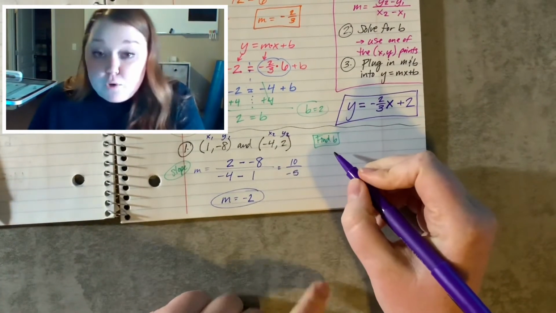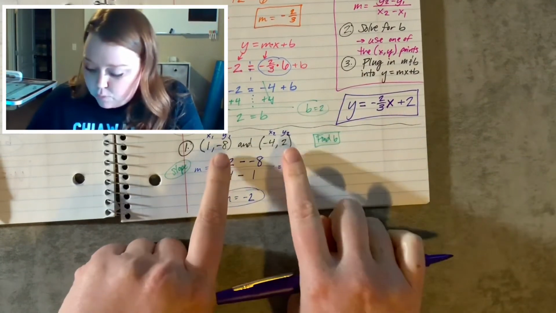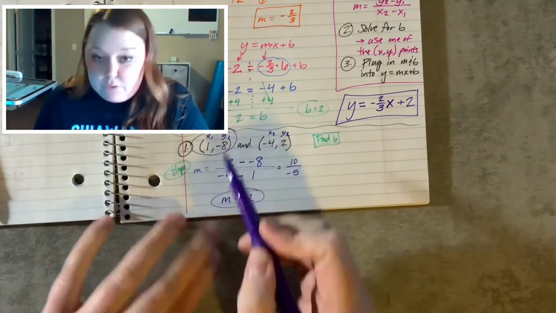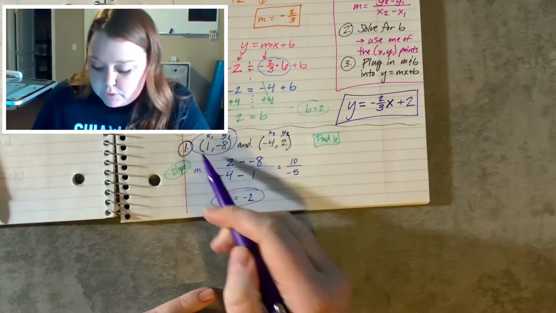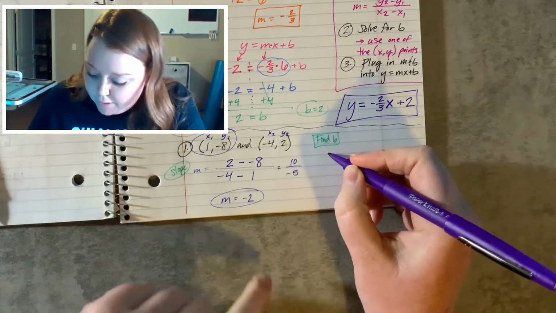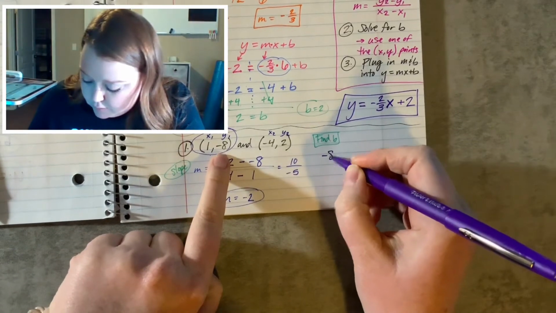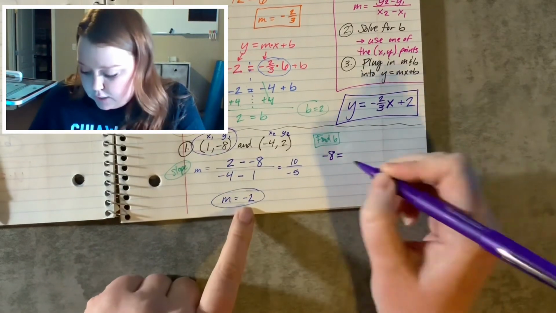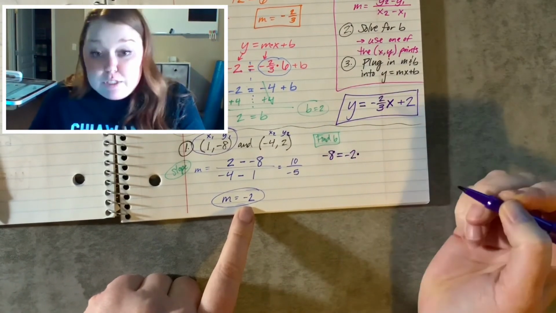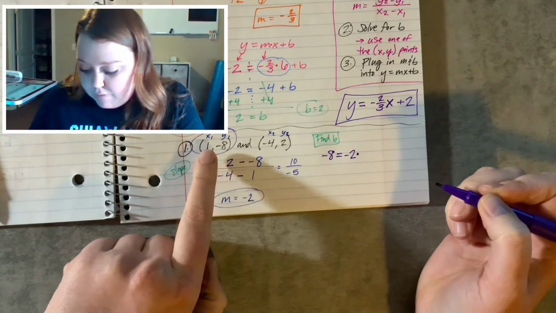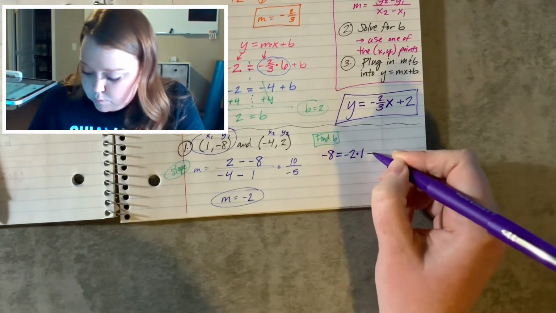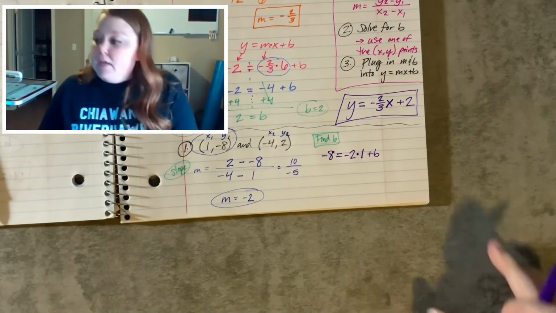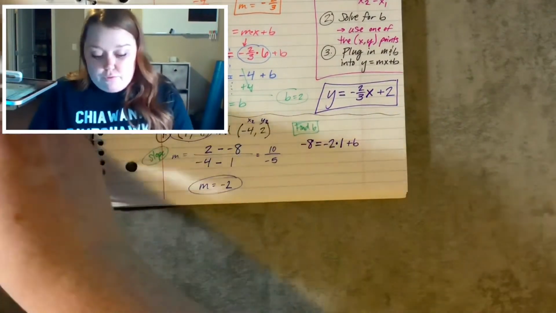Okay, so for y, well, I got 2 y values. You got to pick an ordered pair. It's either this one or this one. Doesn't matter which one, you'll get the same answer. Okay, I'm going to choose this first ordered pair. What's my y value? My y value is -8. Set that equal to m. Your m is -2. Times it by x, and x is 1, plus b. So I'm plugging that into y equals mx plus b, right? Now we solve for b.